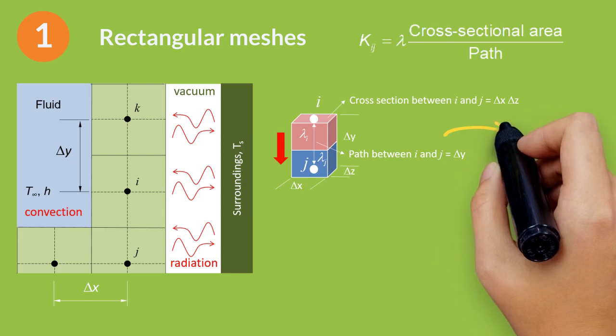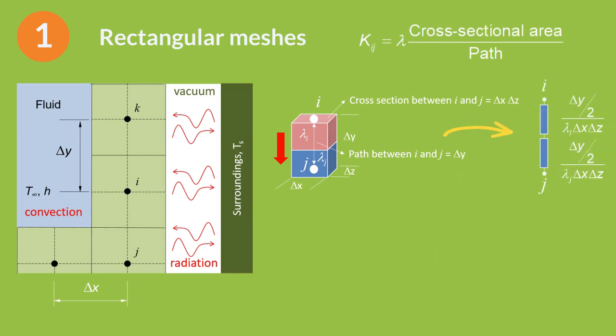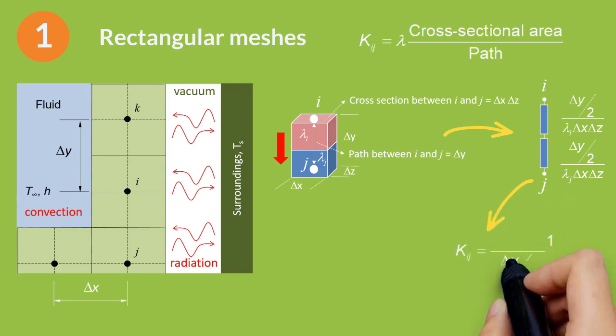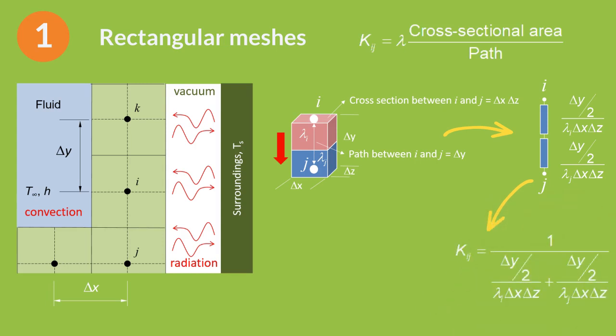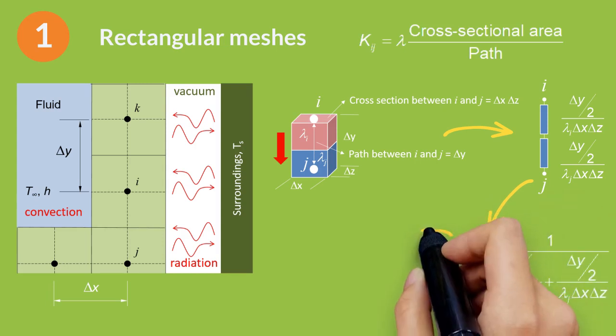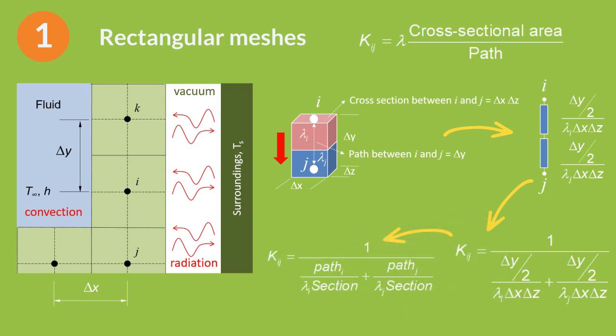When there is a change of material, we have to consider two resistances in series. The conductance will be the inverse of the sum of the two resistances in series. We can generalize for these cases writing paths and cross-sectional areas.